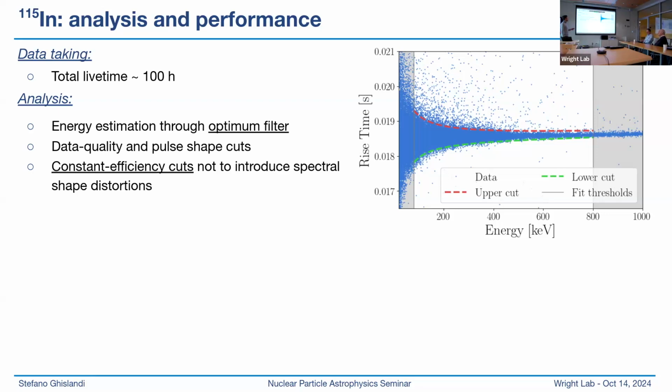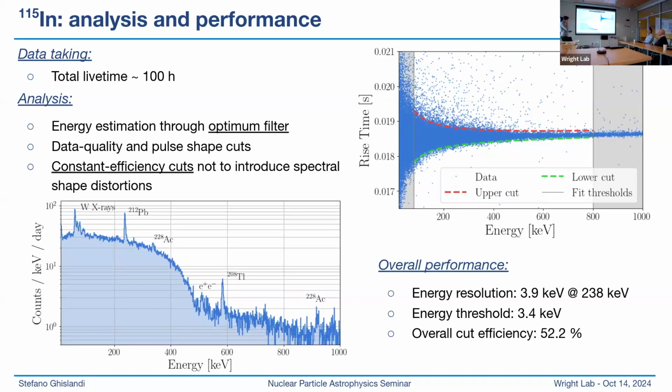This is an example: making cuts on the rise time of the pulse, which is just the time that it takes the pulse to go from 10 to 90% of the maximum. We needed to take care, so we didn't do constant cuts, but we did something like this, keeping, for example, 2 sigma of the distribution inside. And this has a constant efficiency with energy.